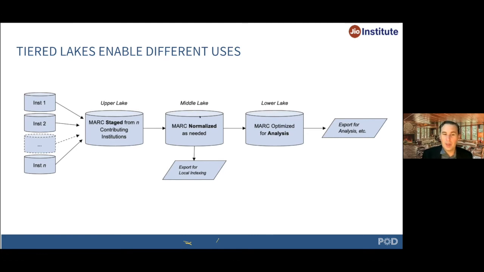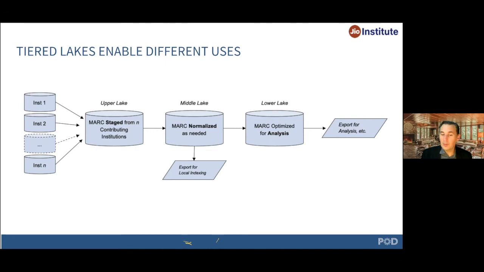That data then is normalized as needed. I've mentioned that people do different things with their MARC records, and sometimes transformation is needed. In some cases, that includes things like unwrapping things from MARC XML or transcoding from MARC binary to a normalized form. The goal for this middle lake is to have all of the data that's necessary to export for local indexing.